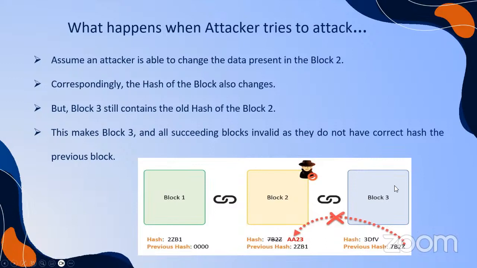This makes block 3 and all the succeeding blocks invalid, as they do not have the correct hash of the previous block. So we can easily detect which particular block has been attacked in the network using the previous hash. So this is what happens when an attacker tries to attack the network.